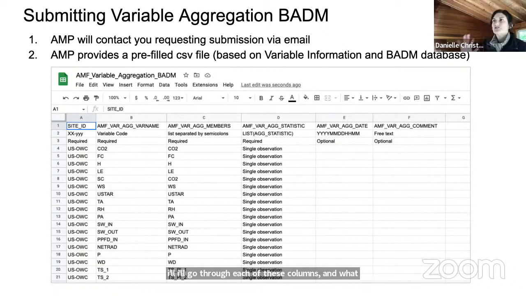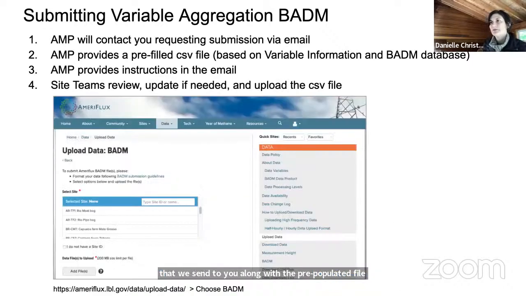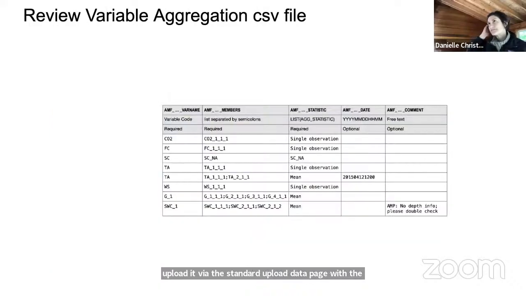All the instructions are supplied in the email that we send to you along with the pre-populated file. And all you need to do, as mentioned, is review it and then upload it via the standard upload data page with the BADM option. So how do you review this file, or what does this variable aggregation file have?